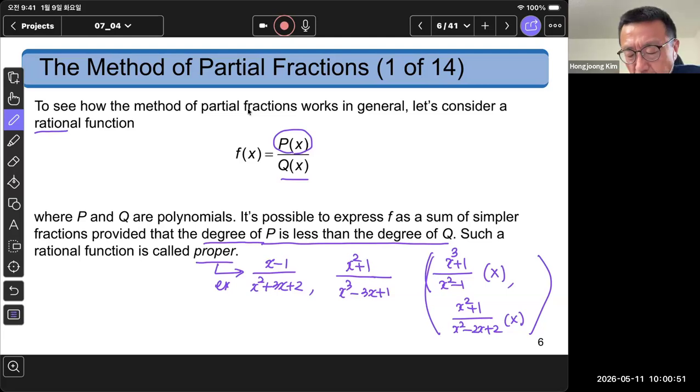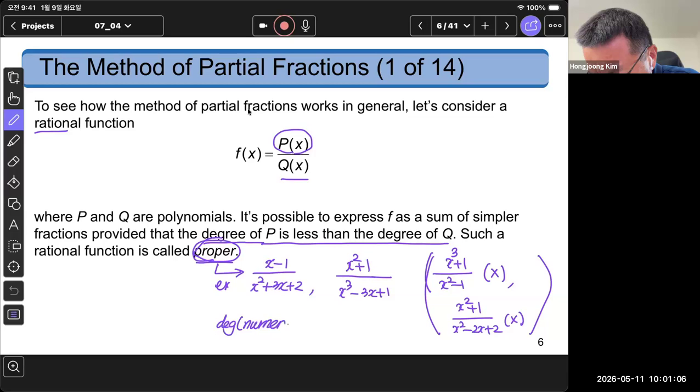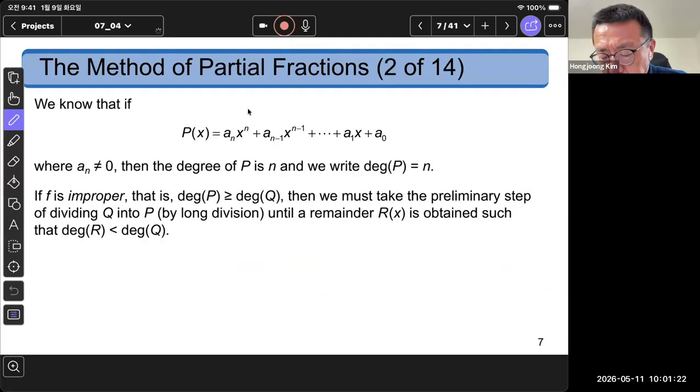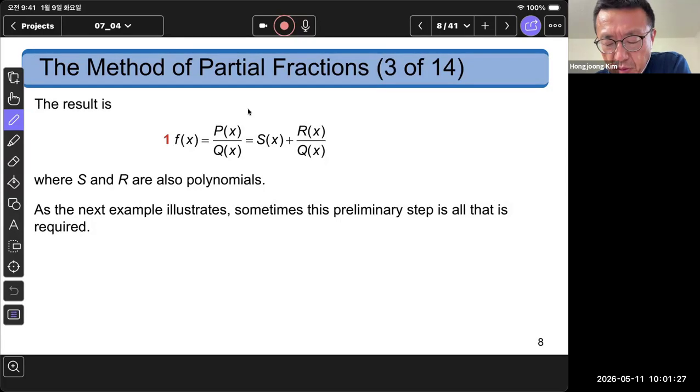So when I say proper, then the degree of the denominator is greater than the degree of the numerator. So the degree of the numerator is strictly smaller than the degree of the denominator, then we say the rational function is proper. Okay? Now, let me skip this slide. I don't need this one.